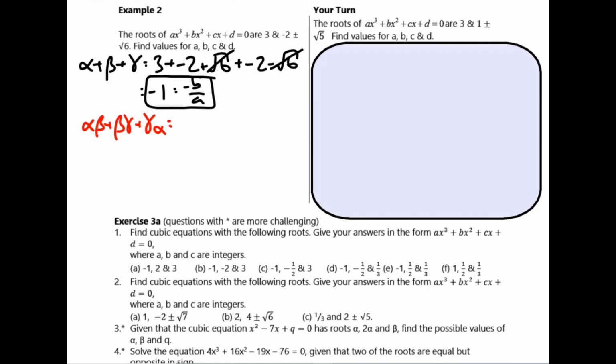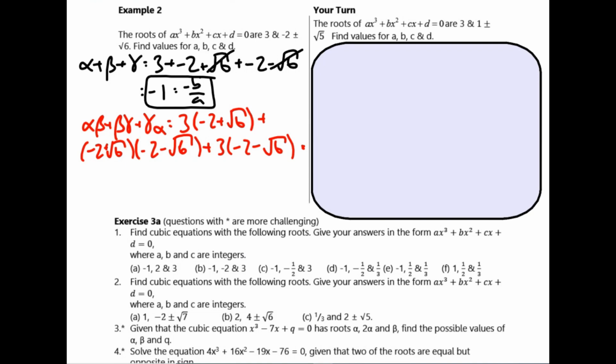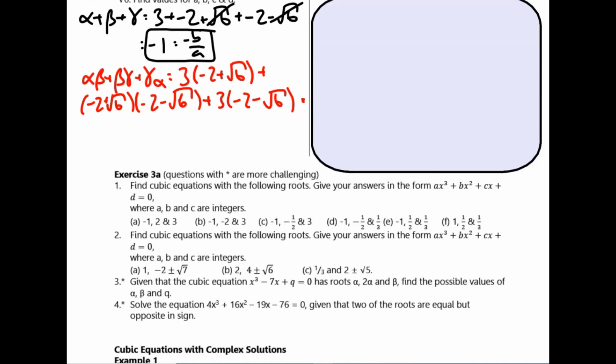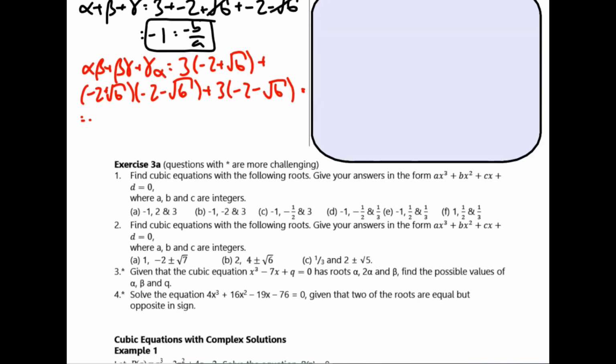Looking at the product pairs now, so there's three combinations of these I can have. I have 3 times minus 2 plus root 6. I can have minus 2 plus root 6 times minus 2 minus root 6. Or I can have 3 times minus 2 minus root 6. Three combinations now. So expand these and work them out, although you could type it into your calculator.